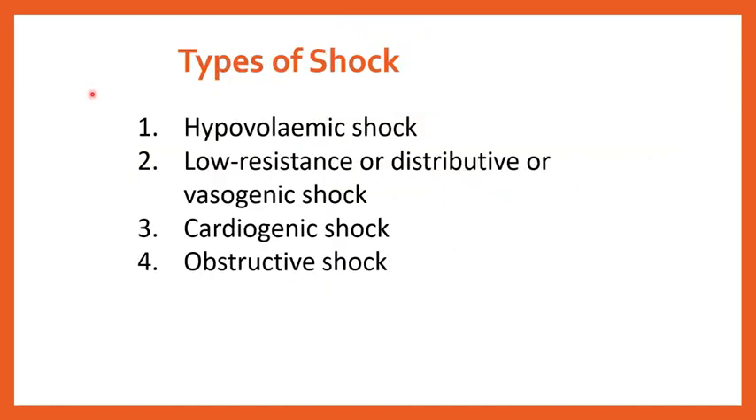The types of shock are four types. The first one is hypovolemic or hemorrhagic shock, the second one is low resistance or distributive or vasogenic shock, the third one is cardiogenic shock, and lastly obstructive shock. Out of these four types, the first one, hypovolemic or hemorrhagic shock, is the most important and most commonly observed type of shock.